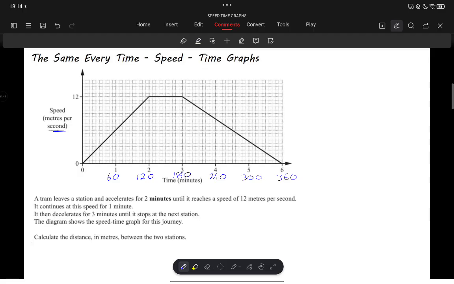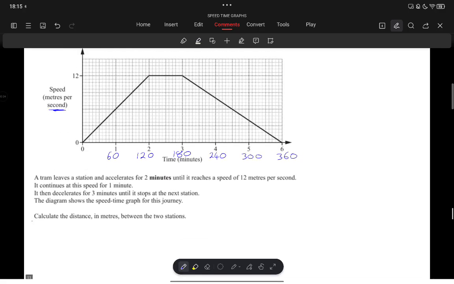So a train leaves a station, accelerates for 2 minutes. That's the positive slope, the positive gradient, until it reaches a speed of 12 meters per second. It continues at this speed for 1 minute. So constant speed is the horizontal part of the graph between 2 and 3 minutes, or 120 and 180 seconds. It then decelerates for 3 minutes. That's the last part of the graph where we have the negative gradient, the negative slope, and stops at the next station. Calculate the distance in meters between the two stations.